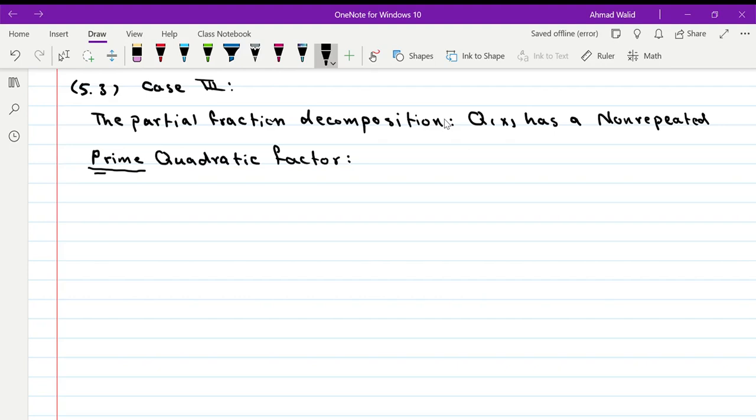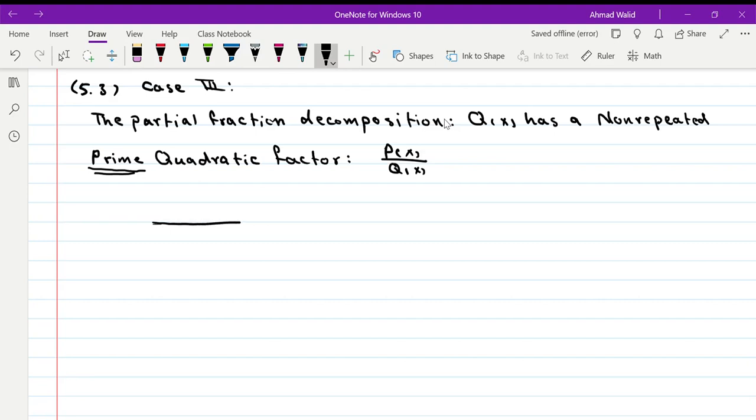It means if you have in your denominator, which is q of x, of course your form is p of x over q of x. If your q of x is a quadratic polynomial, it should be prime. Prime means you cannot factor it anymore. Now, how to find those partial fractions? I'll put you the method here, then I'll do an example.